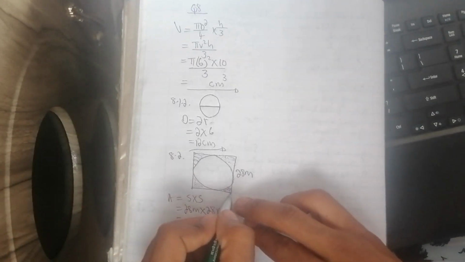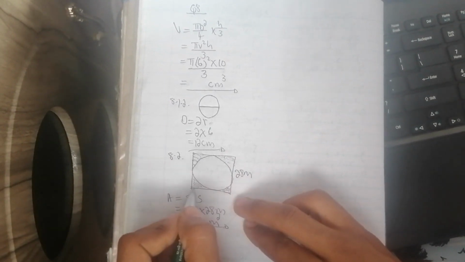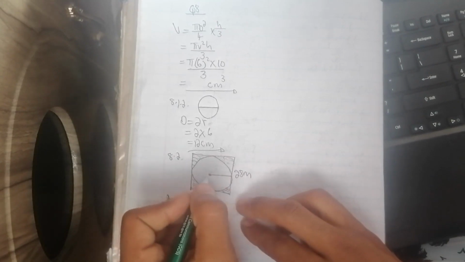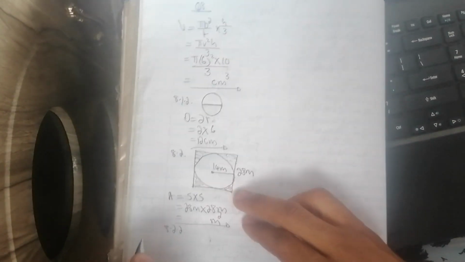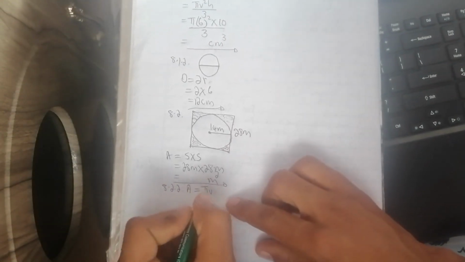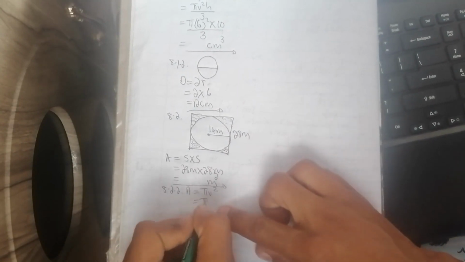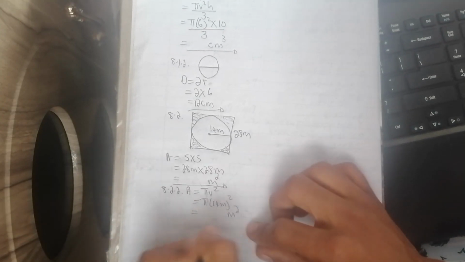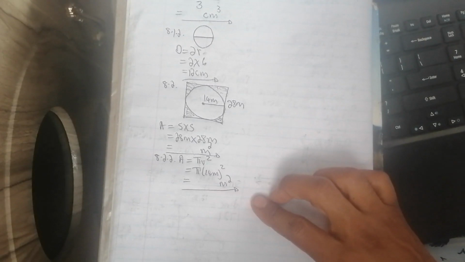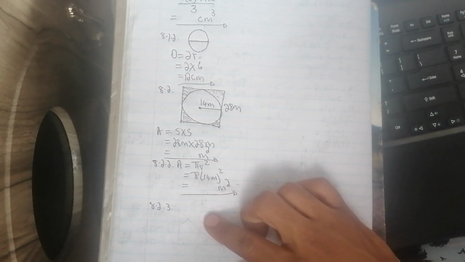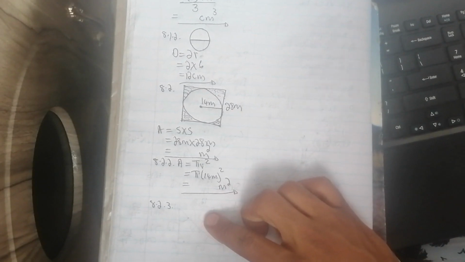Now remember the distance from here to there is 28 because it is a square. Therefore the radius is half, which is 14 meters. So the area would be pi r squared, pi times 14 squared. That would give you a value in meters squared. And then in 8.2.3, calculate the area of the shaded portion or the sectionalized area.